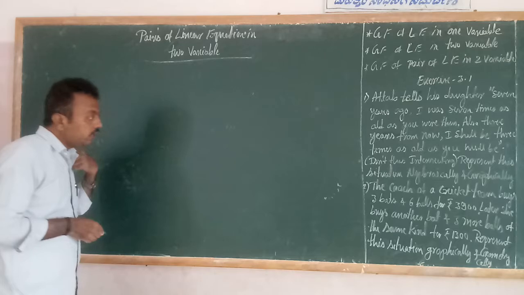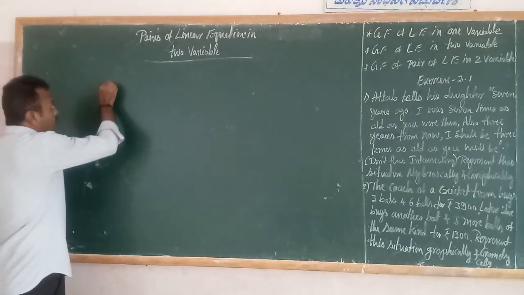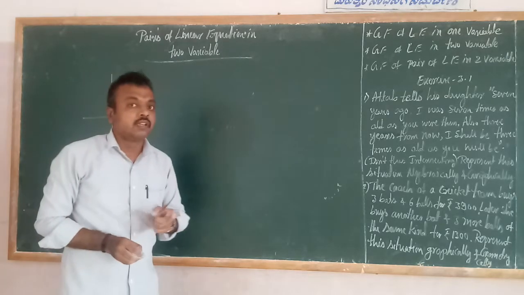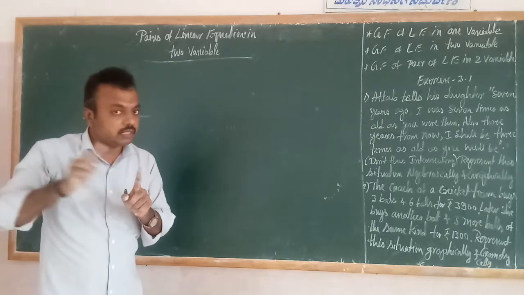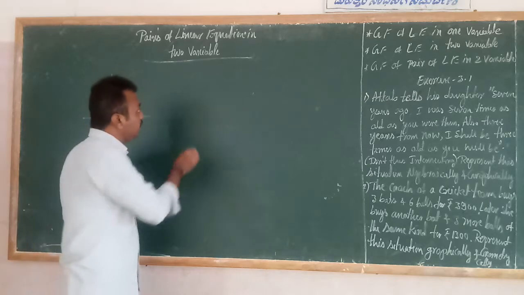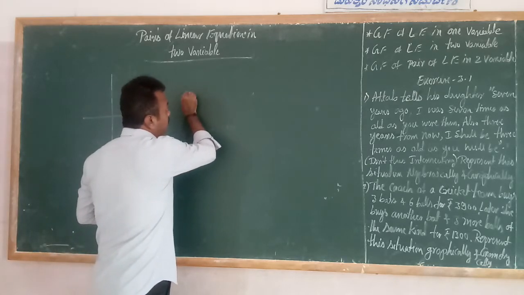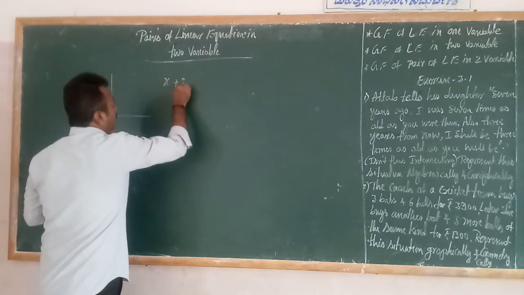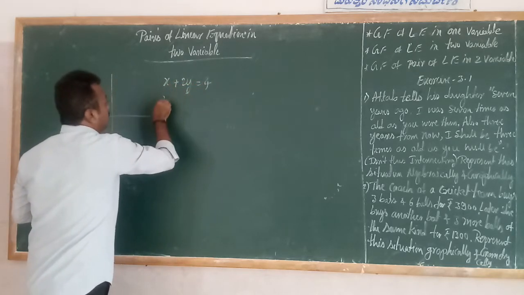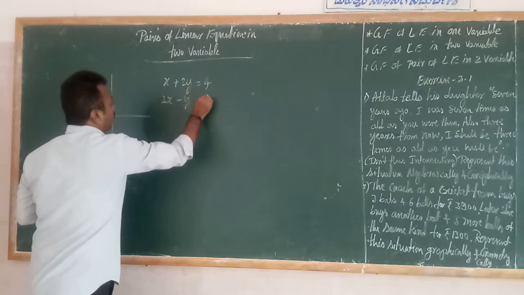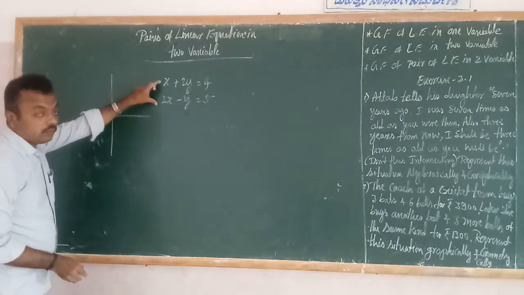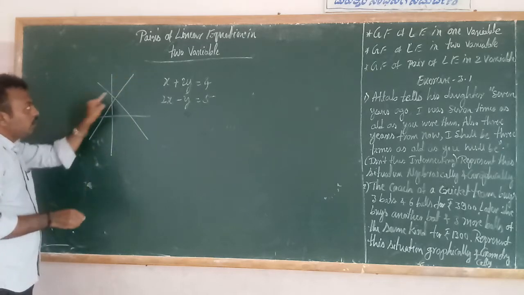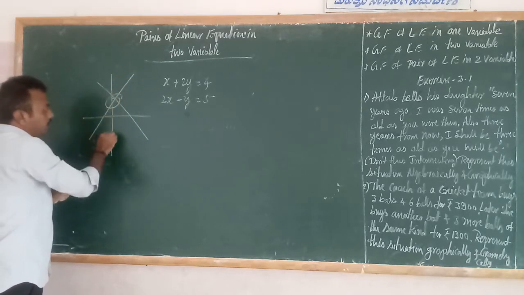See students, when you draw the graph of a linear equation, it becomes a straight line. Sometimes the two equations are given, for example, x plus 2y is equal to 4 and 2x minus y is equal to 5. If I draw these two lines, sometimes these two lines are intersecting, correct?